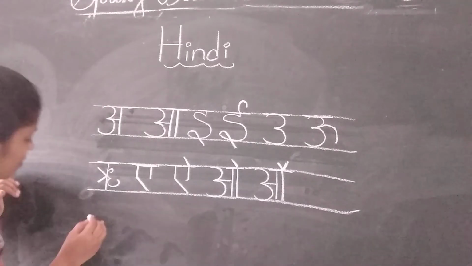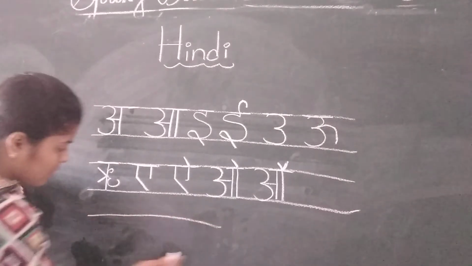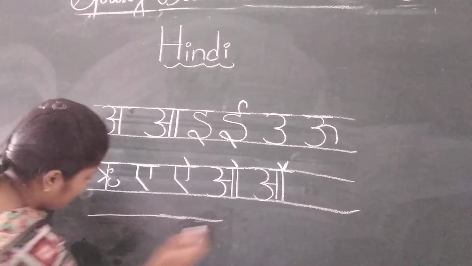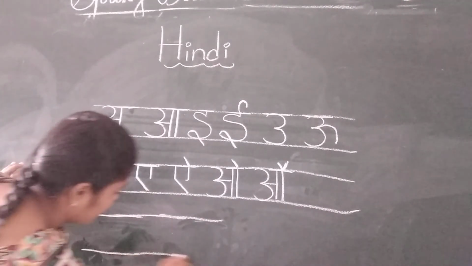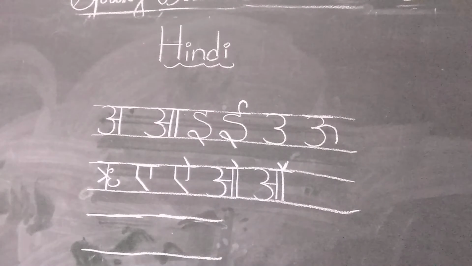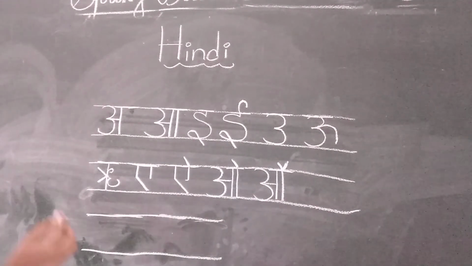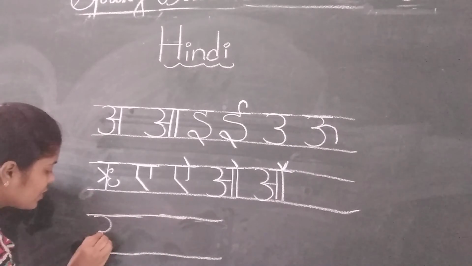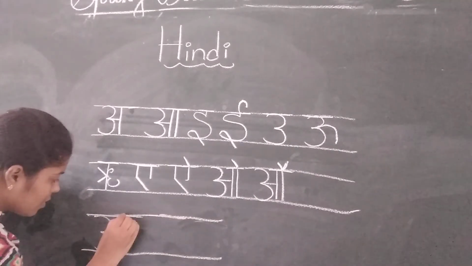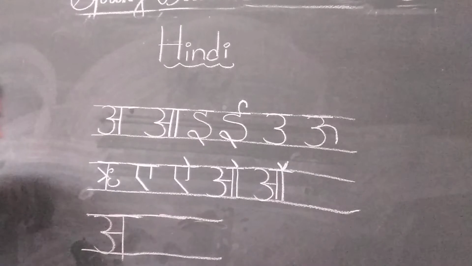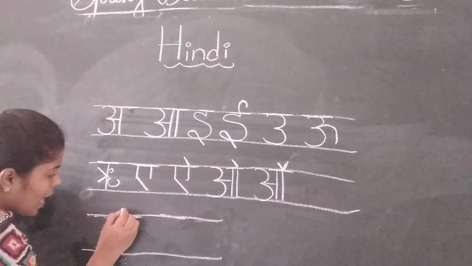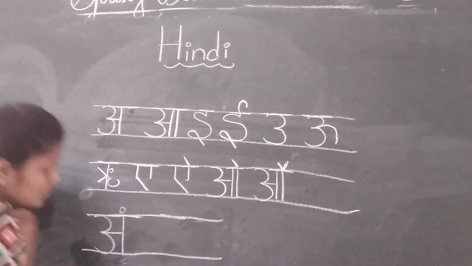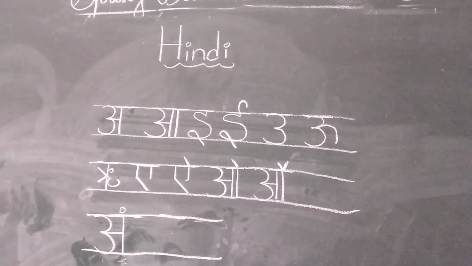Next letter is Am. So how to write that? We have to write letter A, right? This is letter A. So on the top of this sleeping line we have to add one circle. It forms letter Am.